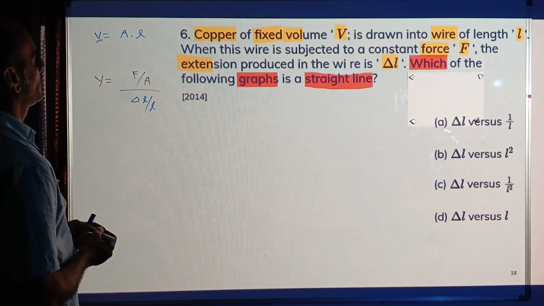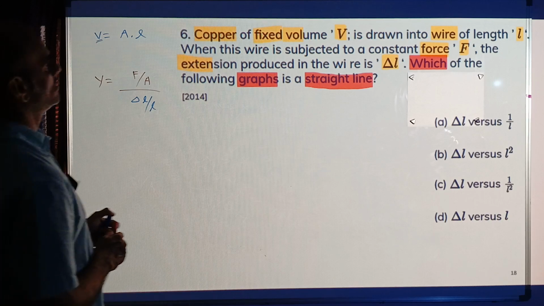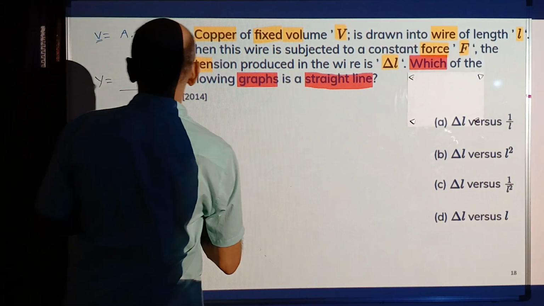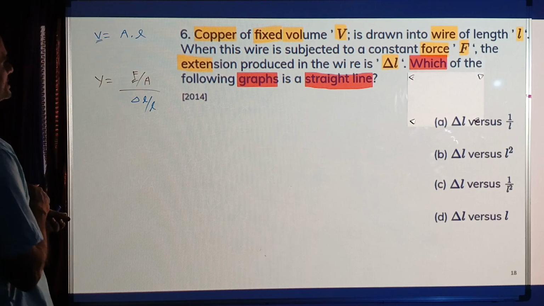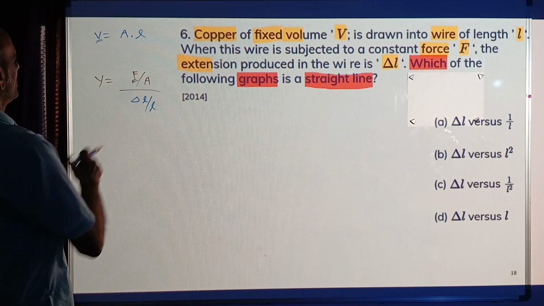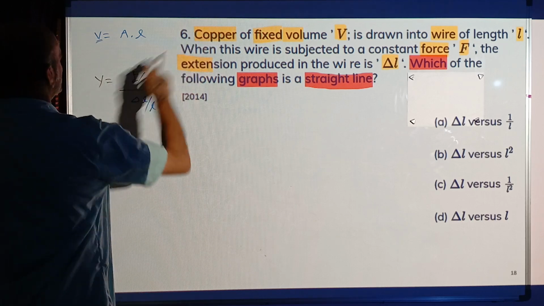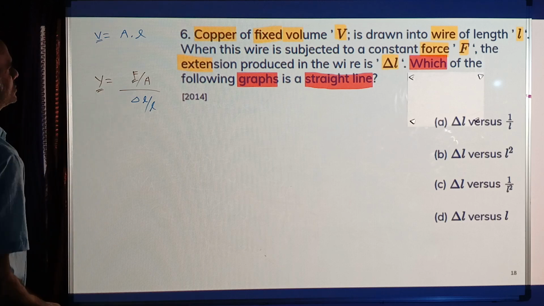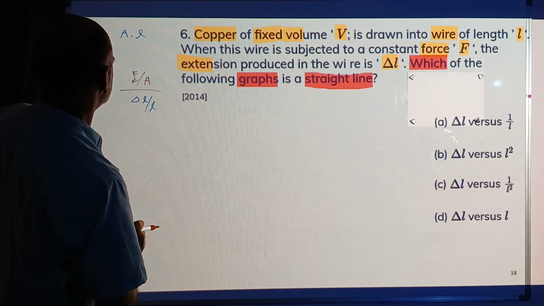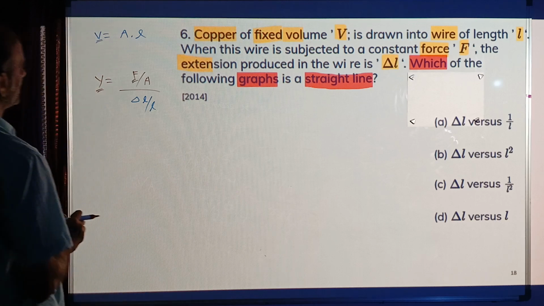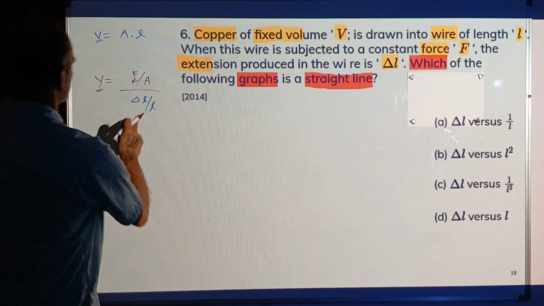And volume is fixed, and constant force. So force is also constant. Force is also fixed. So the variables here are Y is also fixed because it's copper. So the variables here are A, delta L, and L. So to plot delta L versus 1 by L. Okay, so delta L is Y.